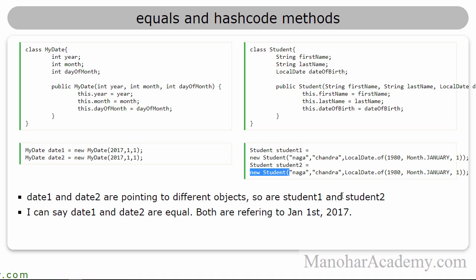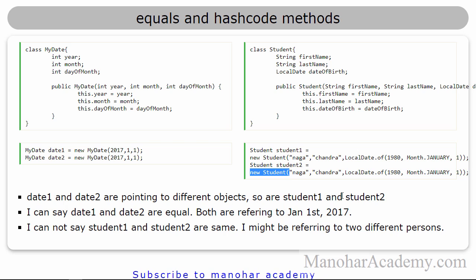But I can say that date1 and date2 are equal because both are referring to a date called January 1st, 2017. I can surely say that there is only one date, that is January 1st, 2017. But I cannot say that student1 and student2 are the same or equal. I can't say that because even though they have the same first name, same middle name or same last name and same date of birth, I may be referring to two different persons. So here, in one case I can say with confidence they are equal, and in another case I can't say whether they are equal or not.